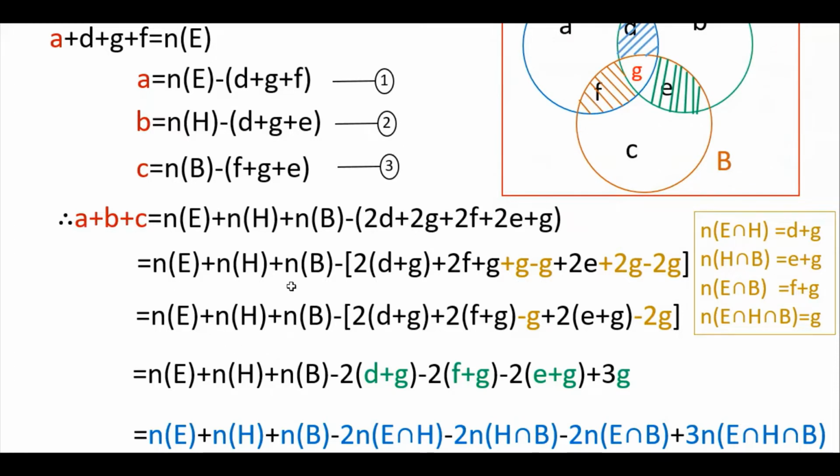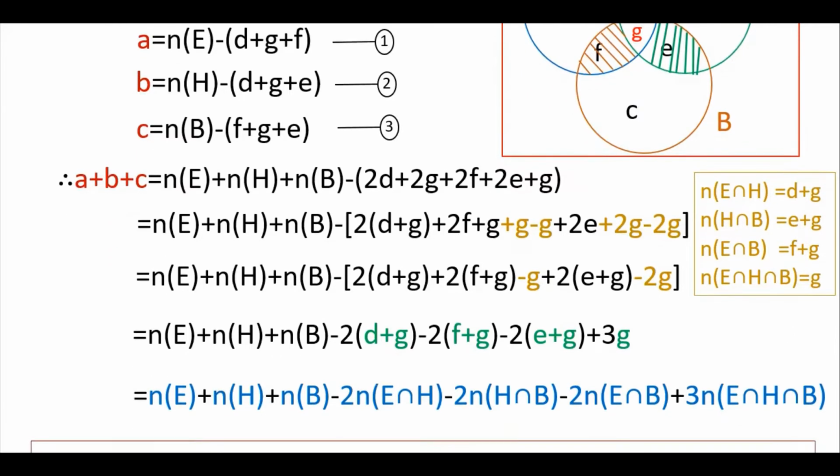So now write again all these values, minus 2 into D plus G, here 2F plus 2G. So 2 into F plus G minus G, and 2 into E plus G minus 2G. That is N of E. Write all these things. Now minus 2 into D plus G, minus into plus, minus 2 into F plus G, minus into minus, minus into plus, minus 2 into E plus G. Now minus G minus 2G is minus 3G. So minus into minus 3G plus 3G. Okay. So write like this.